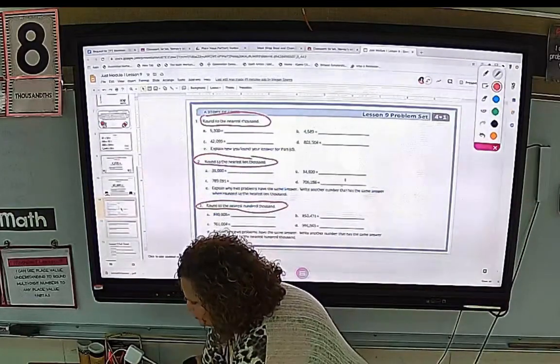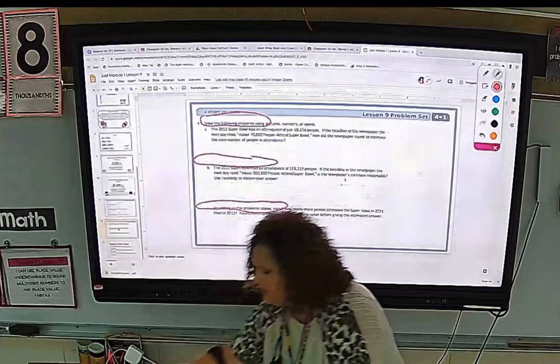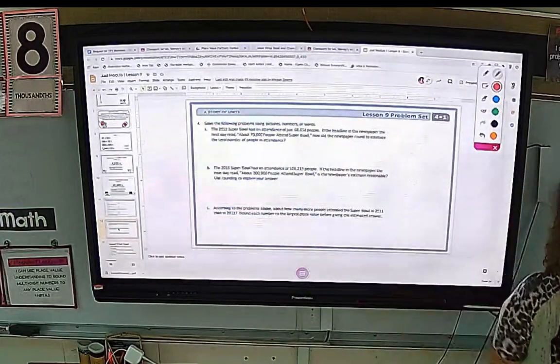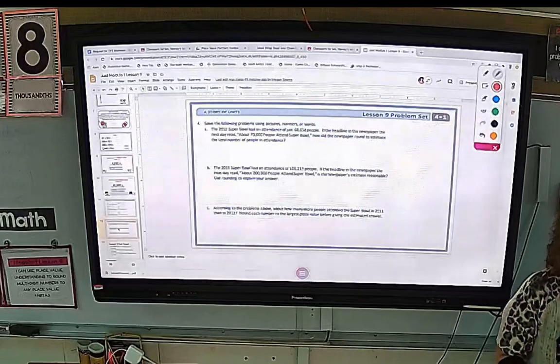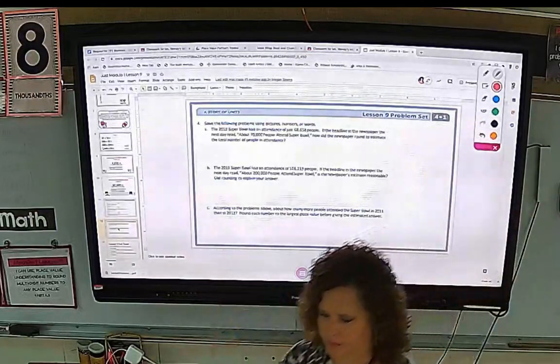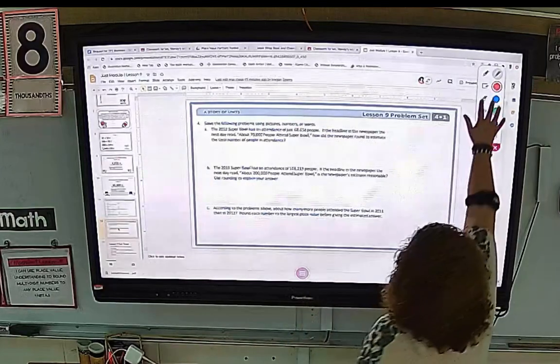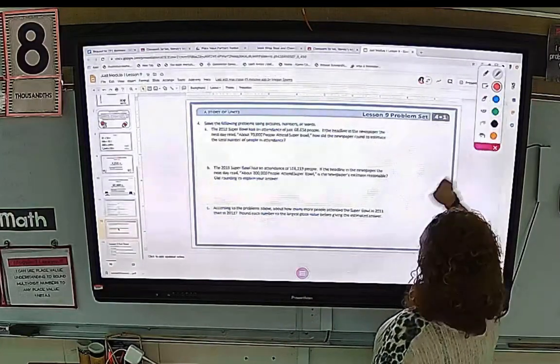Let me make sure I've told you everything. If you get done with those 3 sections, there are some word problems. Just give them a try. Our main thing we want to get finished is the first page. But if you have time, I do want you to give these a try.